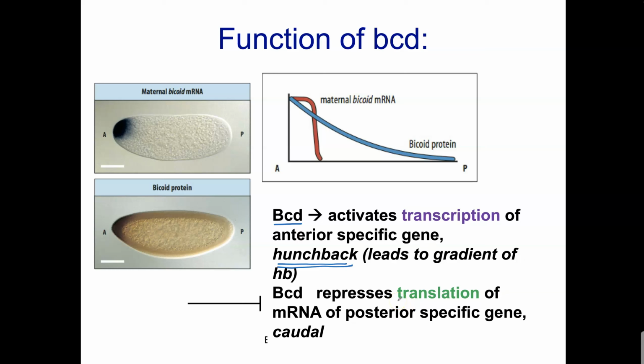You may remember lecture 3, I think, when I talked about the different levels of control of gene expression and how transcriptional repression is the best way of preventing gene expression because it's not wasteful, right? But this is an exception to that. Bicoid will bind to the mRNA of a posterior specific gene called caudal, and it will prevent it from being translated. So the mRNA is there, but if bicoid is bound to it, it can't be turned into protein. So you're preventing caudal expression in the anterior. And this turns out to be very important.